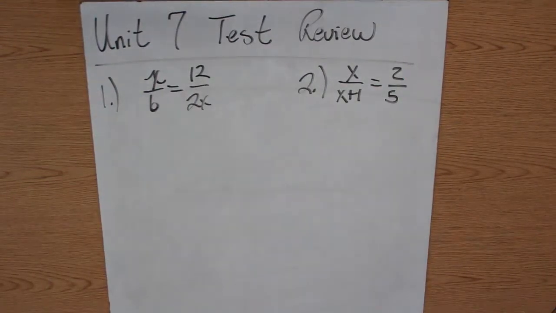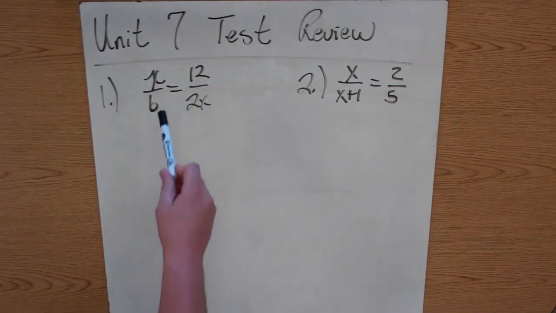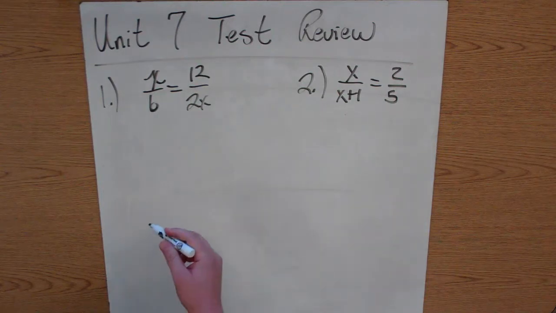Alright, here's your Unit 7 test review. For numbers 1 and 2, we need to solve each proportion for x. Number 1, x over 6 equals 12 over 2x.